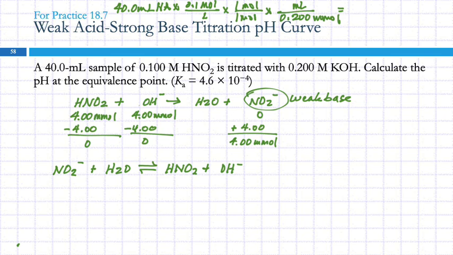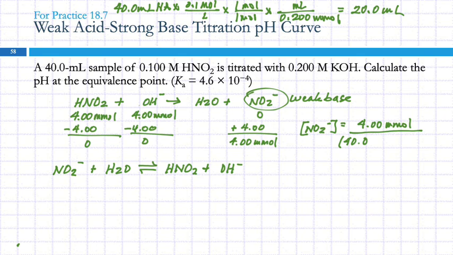Okay, lesson number 1, turn on the calculator. Works so much better when you do that. 20 milliliters. I need this volume because I need the total volume so I can calculate the concentration, right? So the concentration of NO2 minus that I'm looking at here is 4.00 millimoles divided by the total volume.